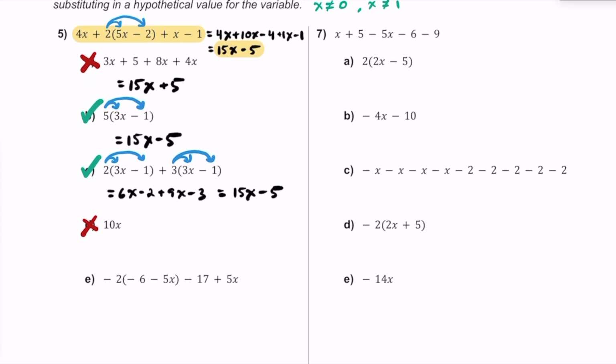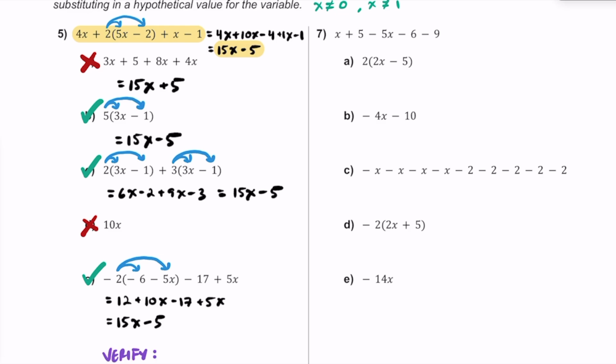All right, let's check out letter E. For letter E, we have to go ahead and distribute this -2 to both of these terms inside here. So if we go ahead and do so, that's going to be positive 12 plus 10x minus 17 plus 5x. If you combine 10x and 5x, that's going to be 15x. And then if we have this 12 minus 17, that's going to be -5. So we can write plus -5 or just minus 5. You can see here that this expression, when it's simplified, is equivalent to this one over here. So we know that this one is equivalent as an expression.